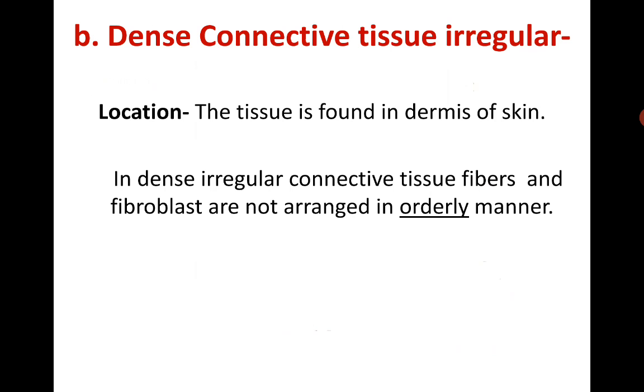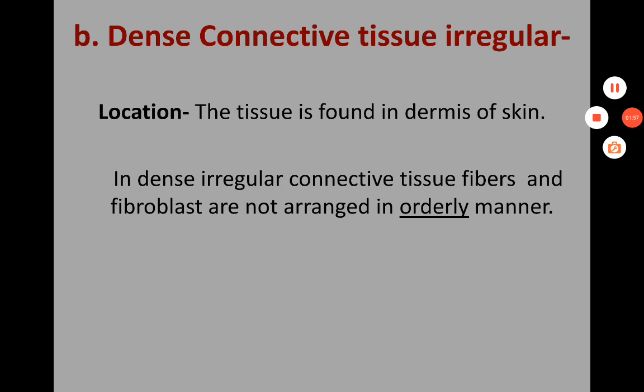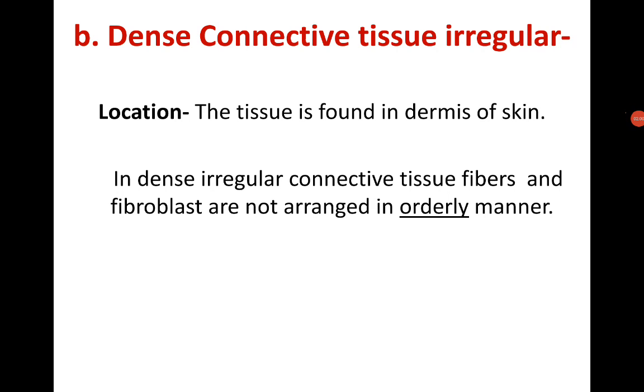The current topic of this chapter is dense connective tissue irregular. Location of dense connective tissue irregular: this tissue is found in the skin. In dense irregular connective tissue, fibers and fibroblasts are not arranged in an orderly manner. So why is it called dense irregular connective tissue? Because the fibers and fibroblasts are not arranged in an orderly manner, hence it is called dense irregular connective tissue.